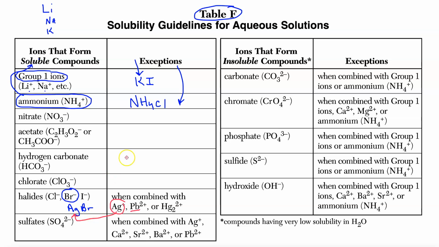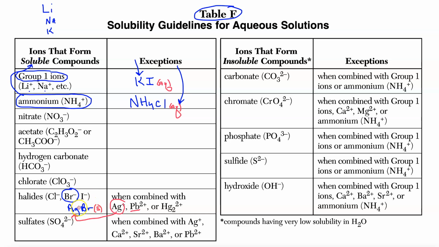We would not write aqueous. So the ones that are soluble, I should have put aqueous here. They make homogeneous solutions. They will dissolve very equally. But AgBr will not dissolve. It'll be a precipitate. And that's what's going to make a heterogeneous mixture, where you're going to have a lot of the solid on the bottom and then a lot of the water solution above it, okay?